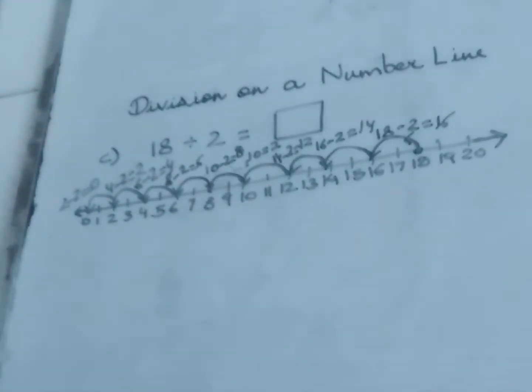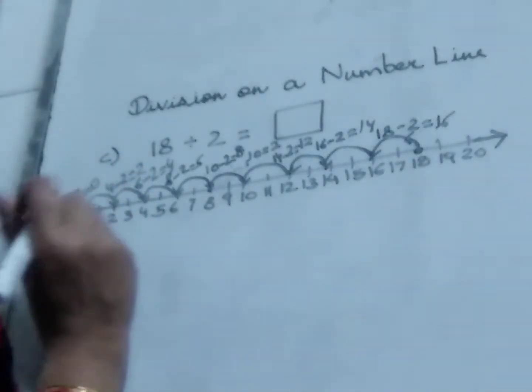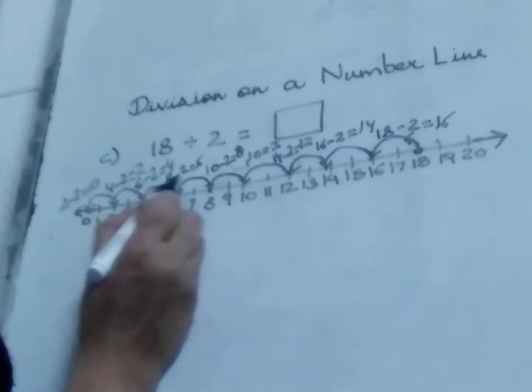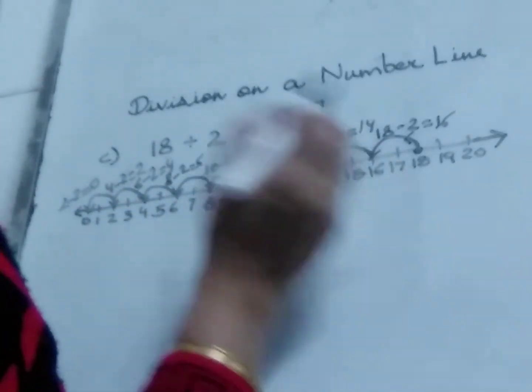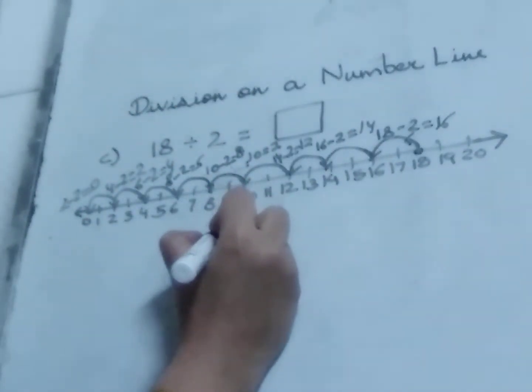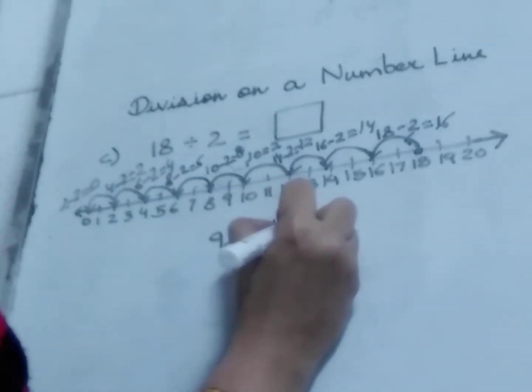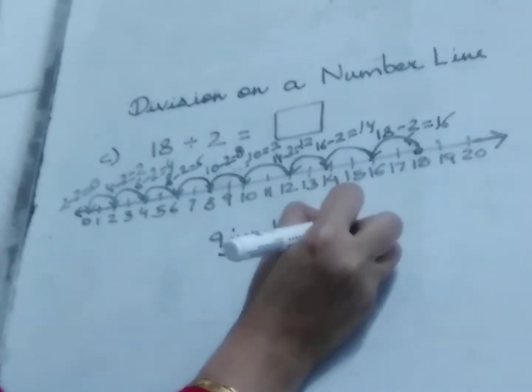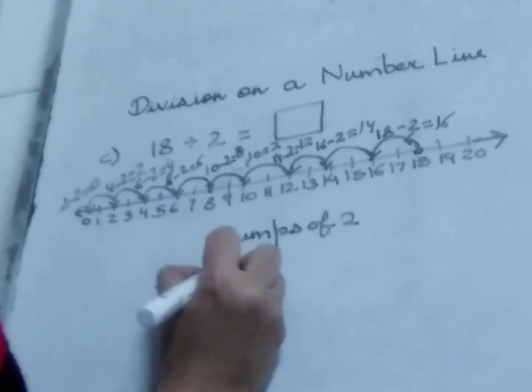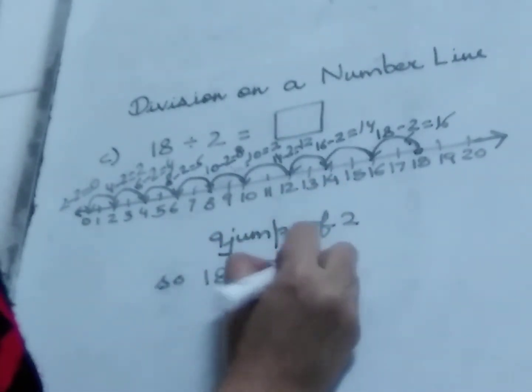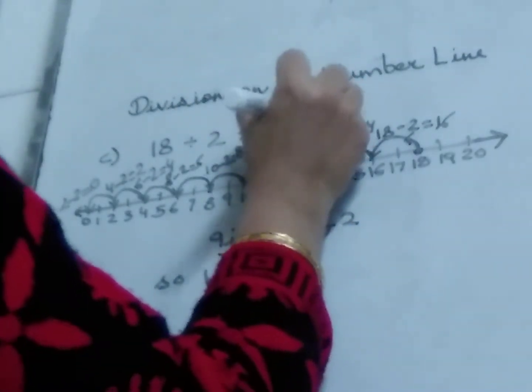So how many times did you jump to reach 0? So count the steps. 1, 2, 3, 4, 5, 6, 7, 8, 9. So you made 9 jumps of 2. So that means 18 divided by 2 is equal to 9. The quotient here is 9.